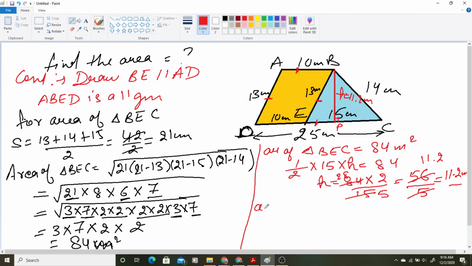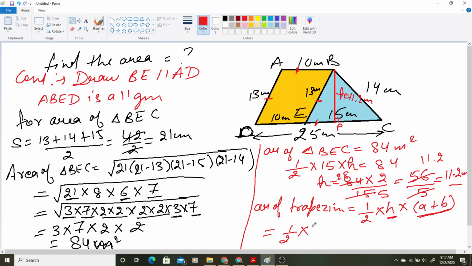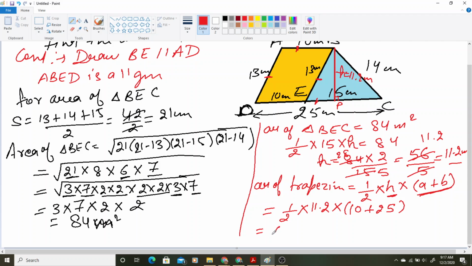You know the area of trapezium, how to find the area of trapezium? It is half into height into A plus B. A plus B is what? The sum of its parallel sides. H is what? Height and half. This is the formula we use to find the area of trapezium. So now we are having everything. Height for the trapezium we are having, sum of parallel sides we can find. So it will be half into 11.2 multiply. Then sum of the parallel sides, it will be 10 plus 25.